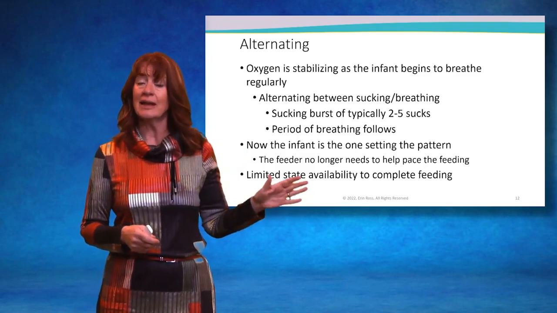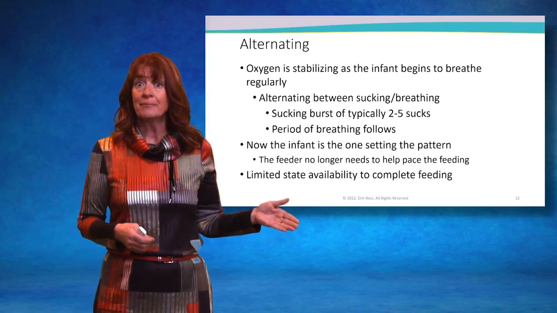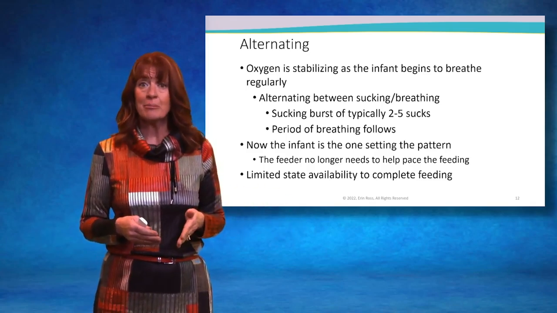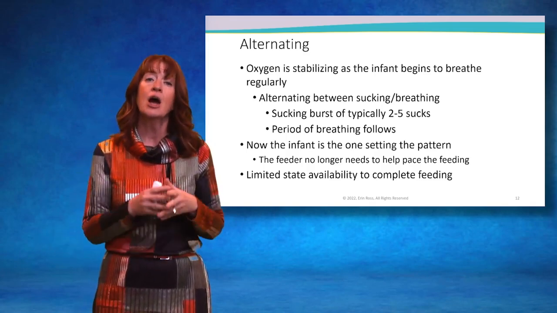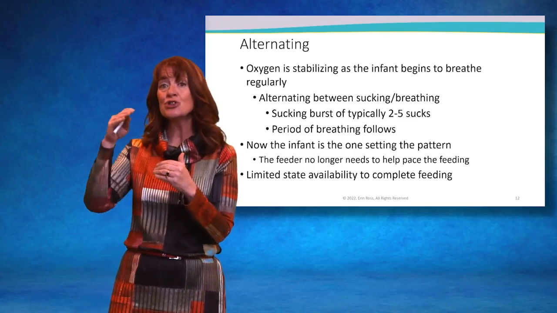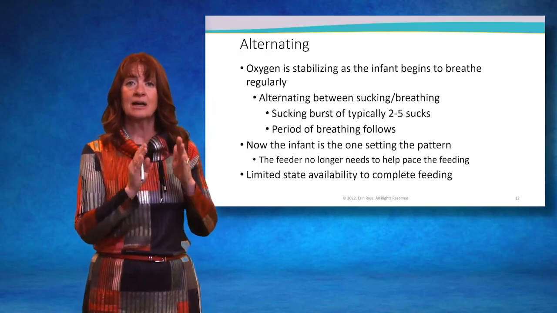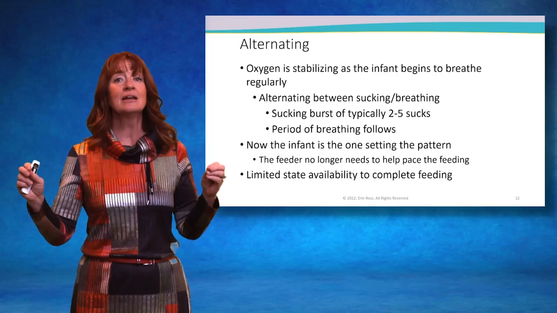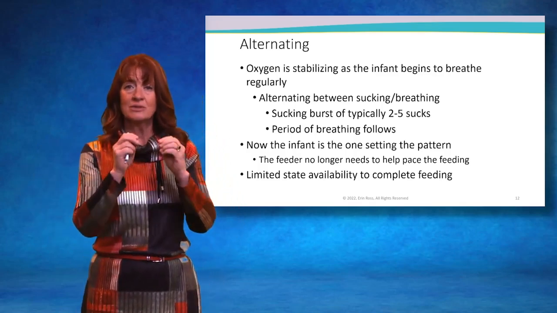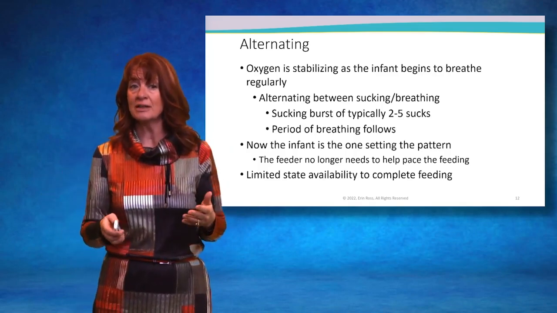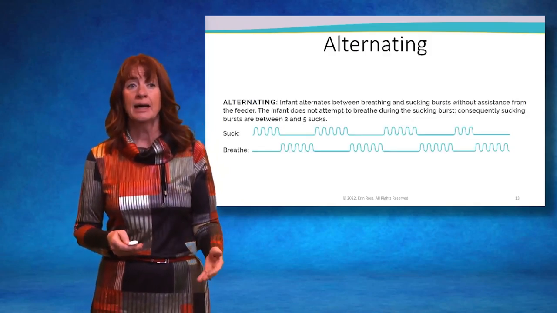With obligatory, they don't know how to stop and breathe. They either don't know how to stop, or they know how to stop, but they don't know how to breathe after they stop sucking, okay? Alternating is the next mature step, where they will suck and swallow, suck and swallow, suck and swallow, stop and breathe, suck and swallow, suck and swallow, suck and swallow, stop and breathe. So now the infant is the one that's setting the pattern, and you don't have to pace them anymore, okay?